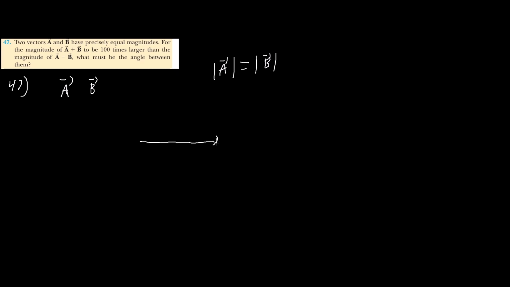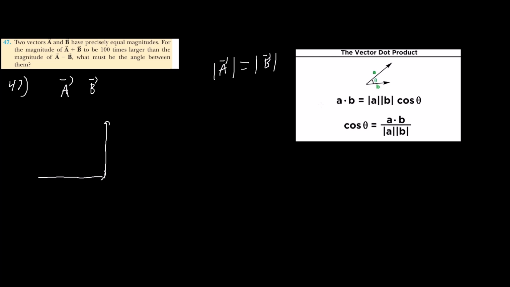So notice that we're not really doing this problem just yet. I'm going to use the law of cosines, folks, and I want you guys to look up the dot product very closely. So we're going to be using this. How are we going to do this? Well, it's asking for the magnitude of vector A plus vector B to be n times the magnitude of vector A minus vector B.